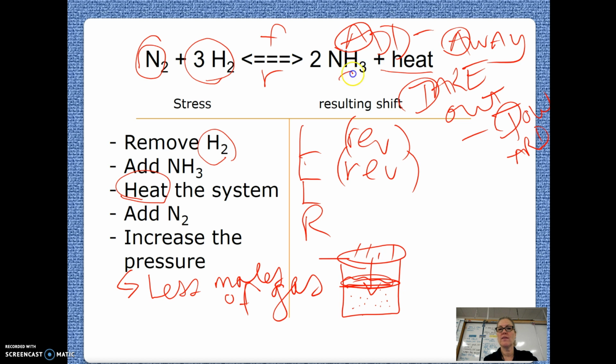This is a gas, this is a gas, and this is a gas. They have to tell you that, otherwise you won't know. So if you increase the pressure, the fewer moles of gas will be on the right, so that will shift to the right.